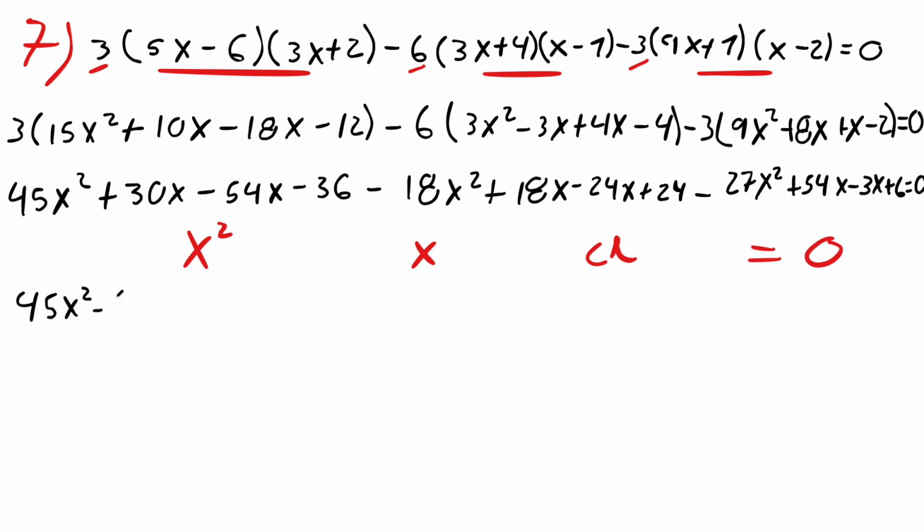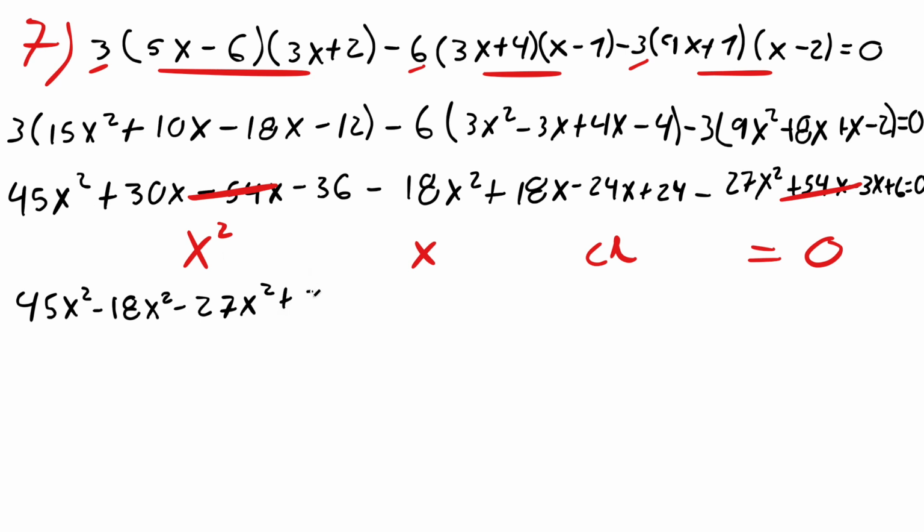45x to the power of 2 minus 18x to the power of 2 minus 27x to the power of 2, followed by the x to the power of 1. But let's start simplifying to see what we can do. I have already seen one. Minus 54x and plus 54x. Those are on the same side of the equality but have opposite signs, so we can cancel.